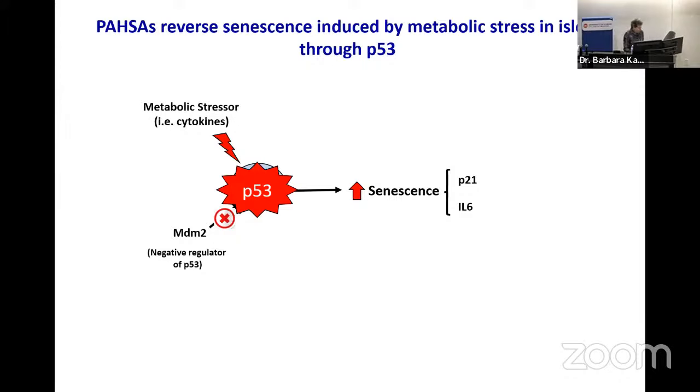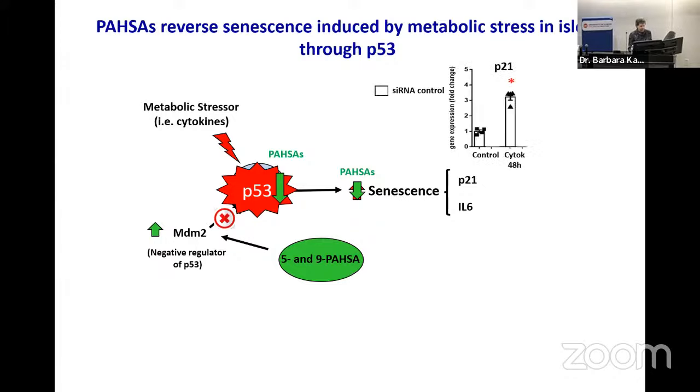So what we found in our DNA array analysis was that the 5 and 9 PASA treatment in the NOD mouse increased MDM2, a negative regulator of P53. So that then reduces P53 expression and reduces senescence. So how did we prove that it was this MDM2 pathway?